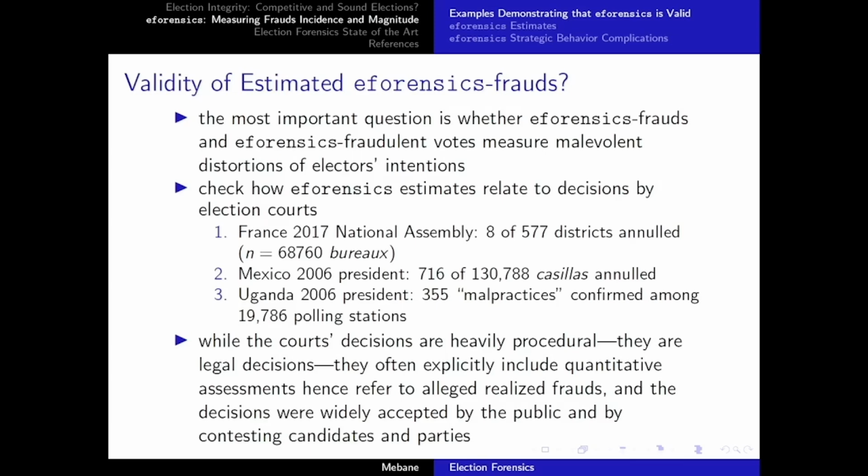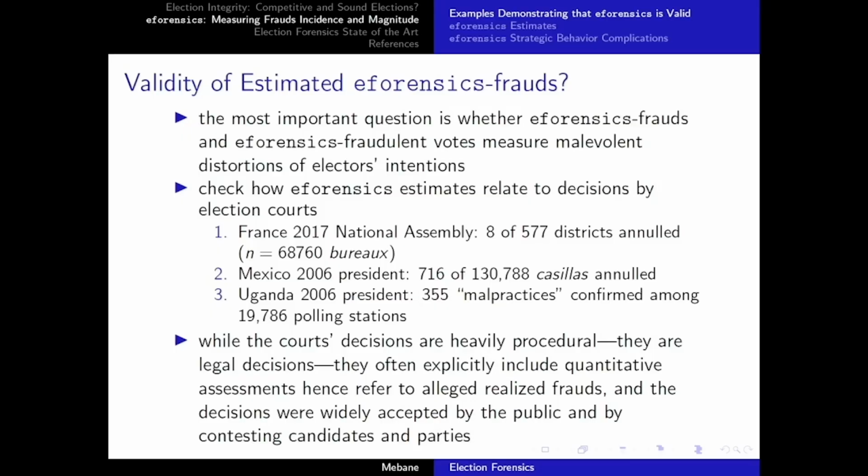And here they decided in France, you might think, oh, France, beautiful country, no fraud. Well, they annulled 8 of 577 elections. The whole district, they annulled the election. So I'm going to see whether the e-forensics estimates, which are actually estimated using the so-called bureau level data, which are basically ballot boxes, up to about 250 voters in each of these, are associated with the court's decisions.